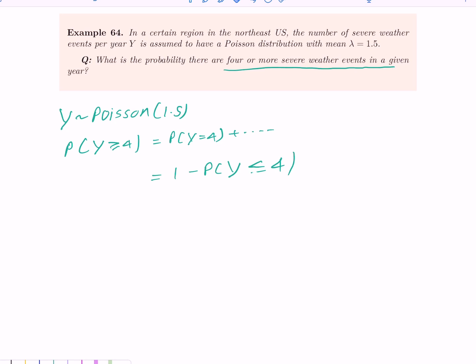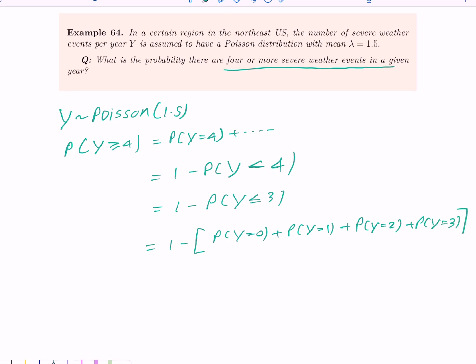Why? Because this is discrete. Therefore, you cannot put less than or equal. It should be just less than 4. Okay. Therefore, you can write y less than or equal to 3. Then we can write this as probability y equals 0 plus probability y equal 1 plus probability y equal 2 and probability y equal 3.